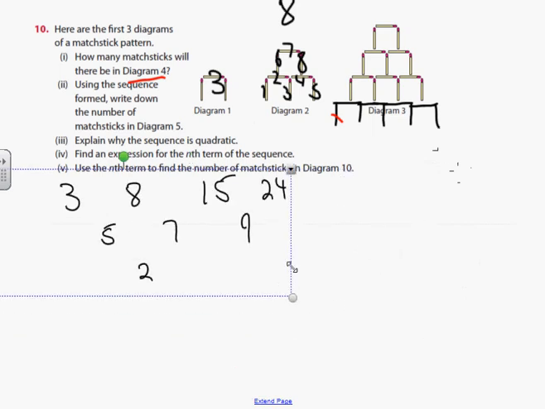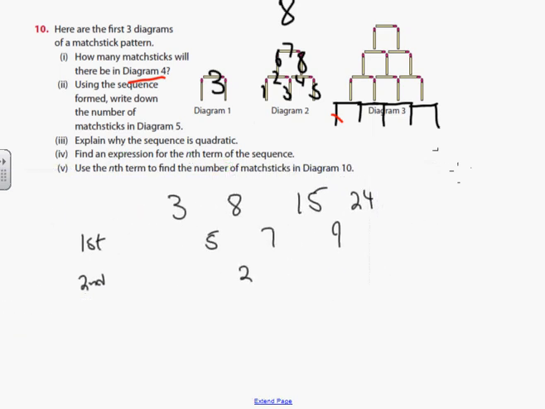35. Why is that? So 9 plus 2 is 11. There are 2 there. Makes that 35. So you know that sequence by that is 35. Explain why the sequence is quadratic. The sequence is quadratic because the second difference is consistent. Second difference is a consistent number.